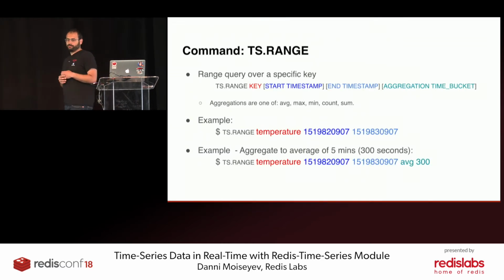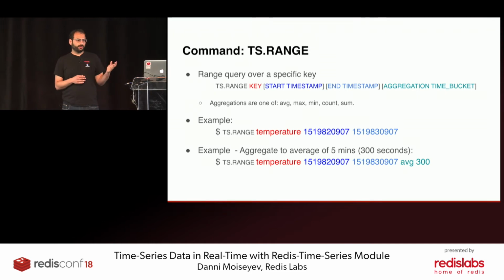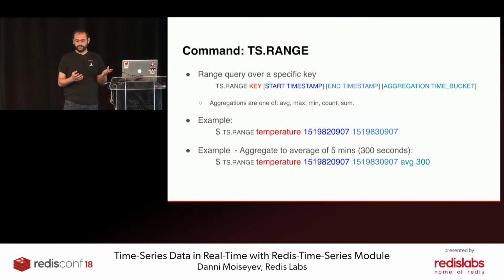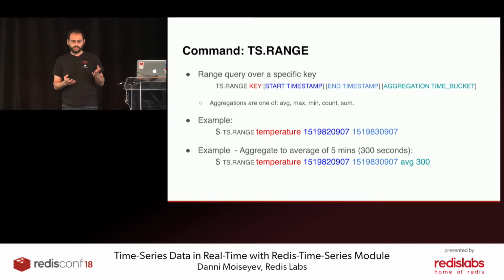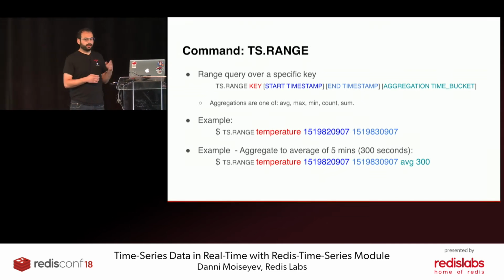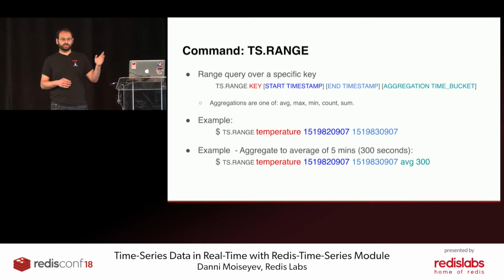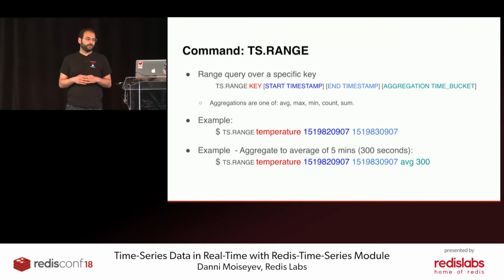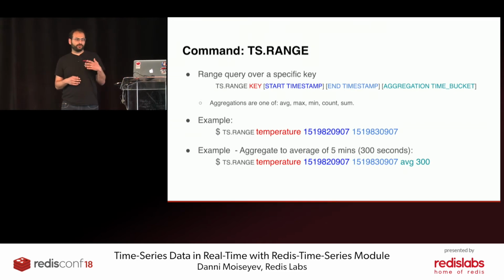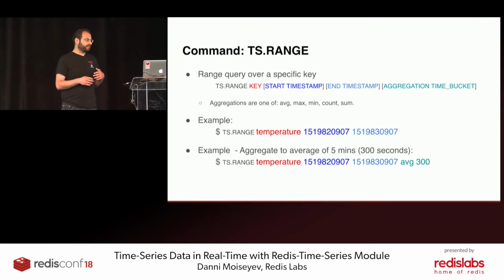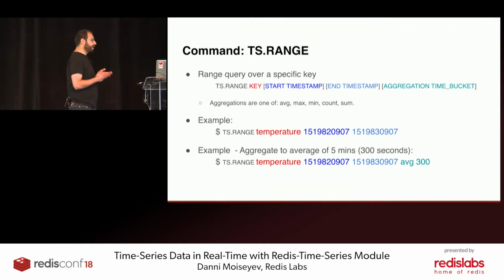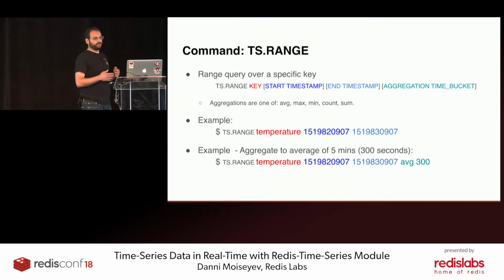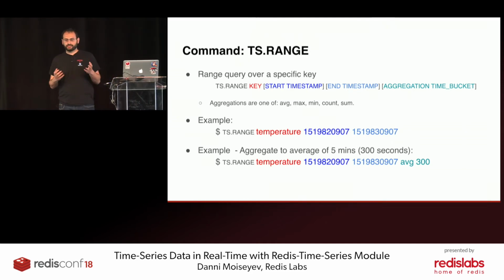Okay, so now you have the data in Redis, and you want to query it. So how do you do that? Use the TS.RANGE command. The TS.RANGE command allows you to get the data from a specific start timestamp to an end timestamp. And then you can also have aggregations. So let's say you have a really big key, and you have a key that holds samples for 1 year, and each sample is a 1 second interval. That's a lot of data.